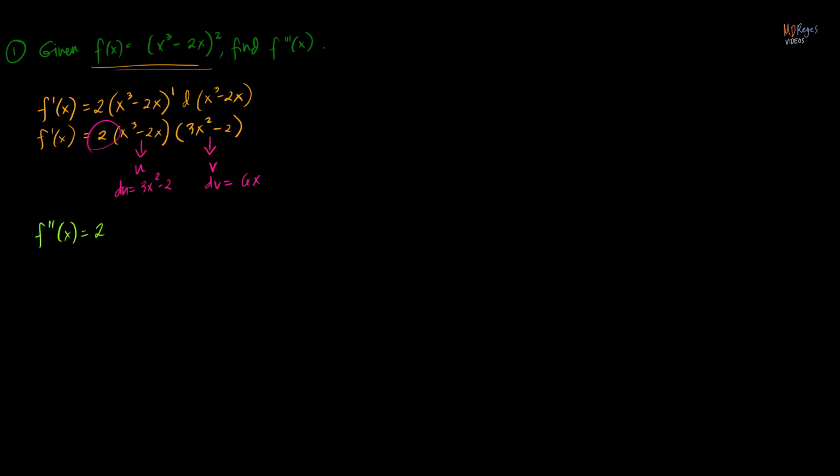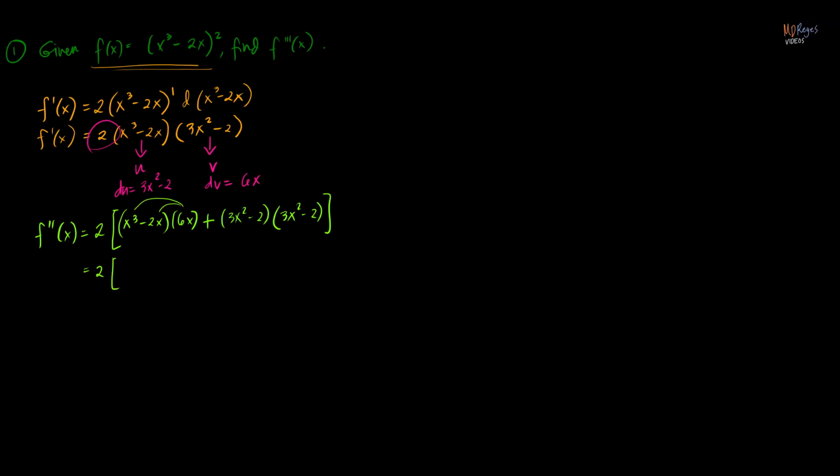Just set aside the constant, I said. And take the derivative of u times v using the product rule. So it's u, where u is x cubed minus 2x, times dv, where dv is 6x, plus v, where v is 3x squared minus 2, times du, it's 3x squared minus 2. Okay, now we're going to simplify f double prime of x. Now we have to remove the grouping symbols.